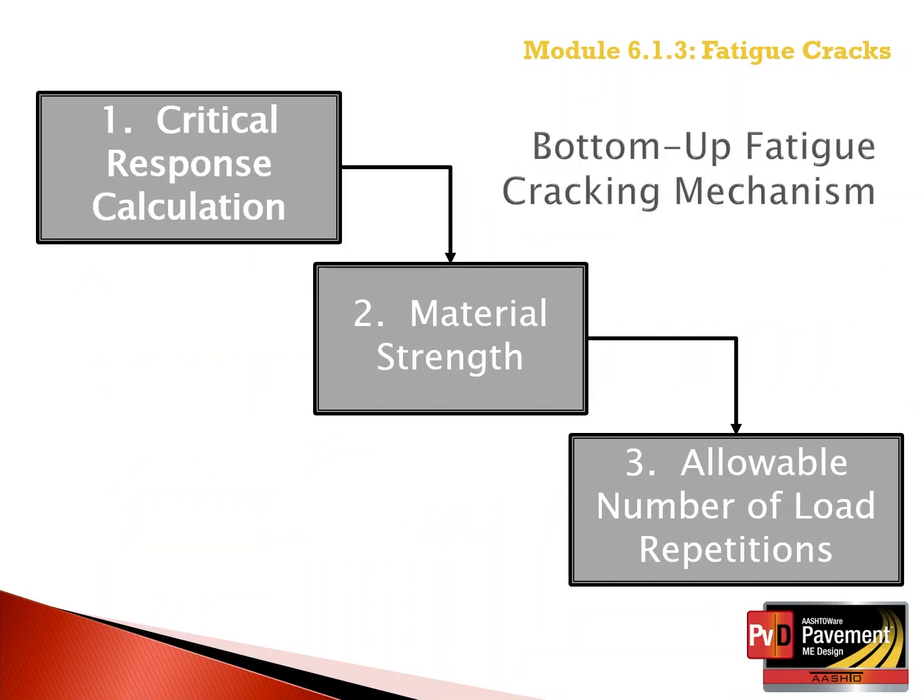The fatigue strength of the material is simply the allowable number of load applications or critical response applications. So in discussing the fatigue cracking mechanisms, we're going to separate the discussion into three parameters or variables, similar to the paperclip experiment that was illustrated in Module 2. First will be the critical response calculation, then the material strength of the asphalt mixture, and then the allowable number of load applications or repetitions.